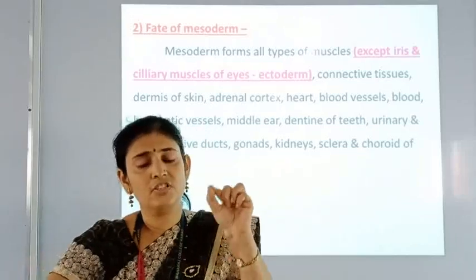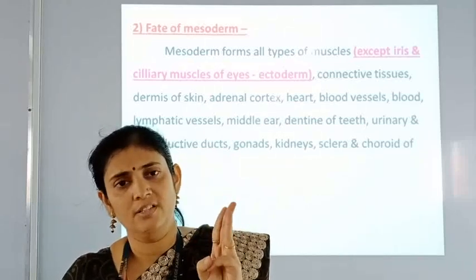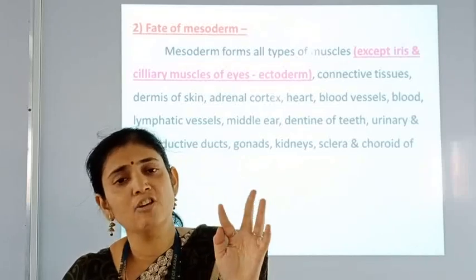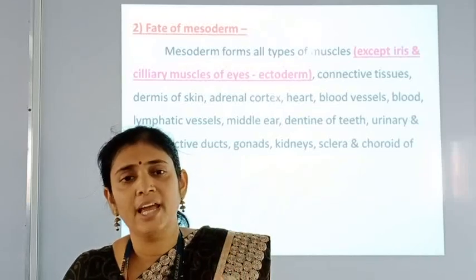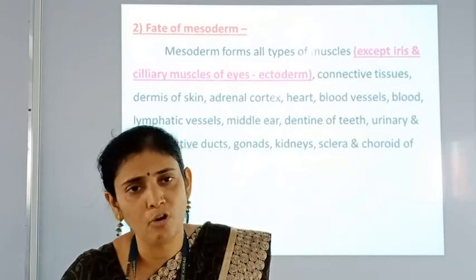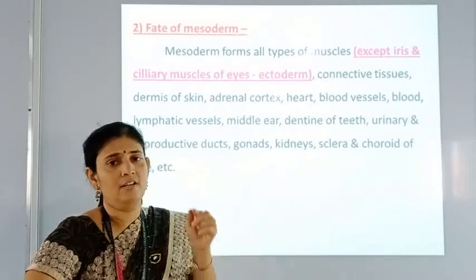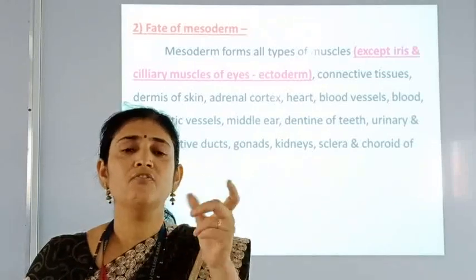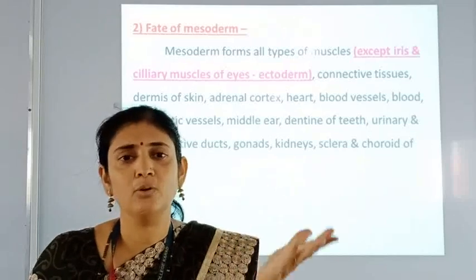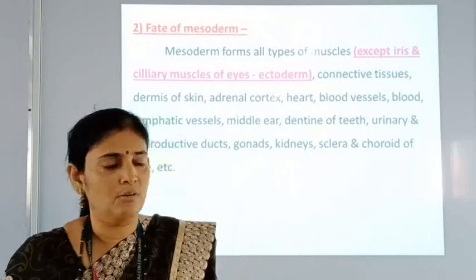In the structure of eye, we have already studied the eye is surrounded by 3 layers. Outermost is called as a sclera, middle is called as a choroid, and innermost is called as a retina. Out of that, retina is made up of ectoderm layer, and remaining 2, sclera and choroid, are derived from this mesoderm layer. So here we can see one organ is there, but the parts of that one organ are derived from different layers. That is, some part is derived from ectoderm, some part is derived from mesoderm, and some part is derived from endoderm.